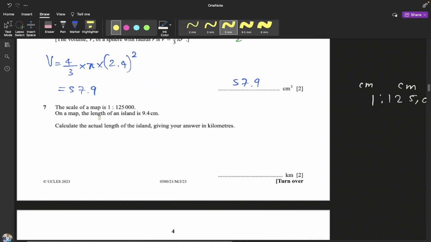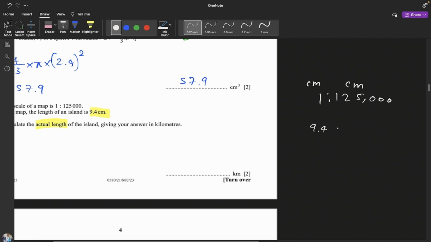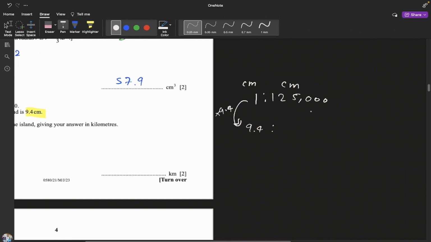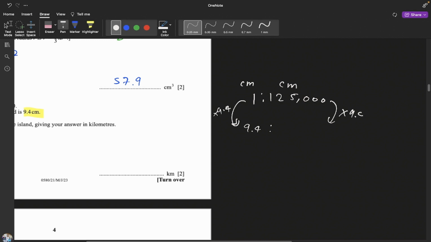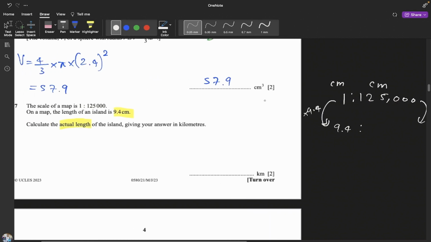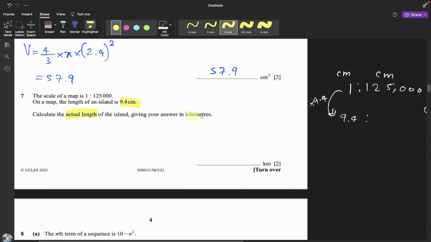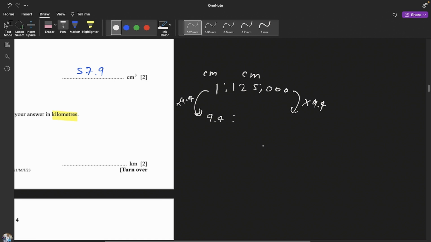And they have given that the length of an island is marked on the map as 9.4 centimeters. And they are asking the actual length of the island. What you might do is, as this is 9.4, 1 becomes 9.4, so you would multiply the other side also by 9.4 and call it the answer. But here comes the problem. They are asking it in kilometers. Don't miss it. They are asking it in kilometers.